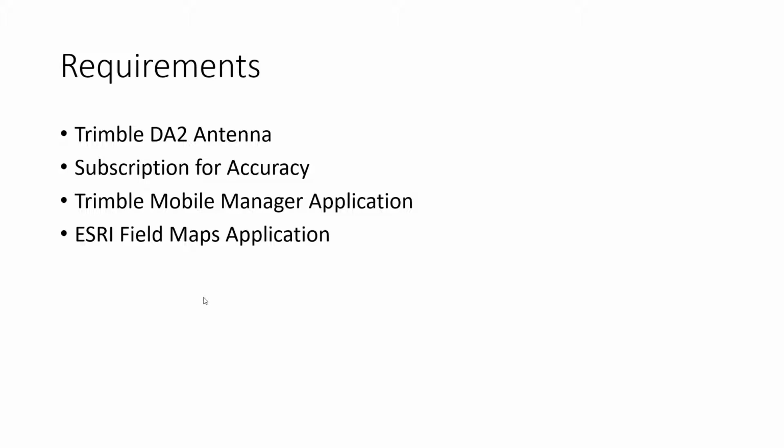You're going to need a Trimble Da2 Catalyst antenna, the subscription for your accuracy that you have purchased, the application Trimble Mobile Manager, and the Esri Field Maps application. Once you have these downloaded to your device, Android or iOS, you can now continue on with the video.